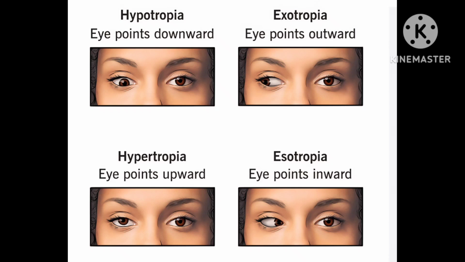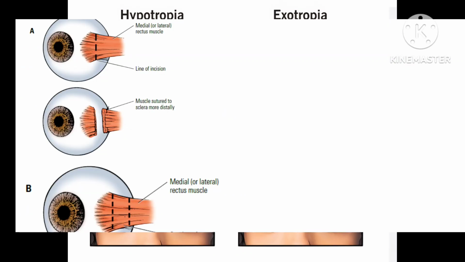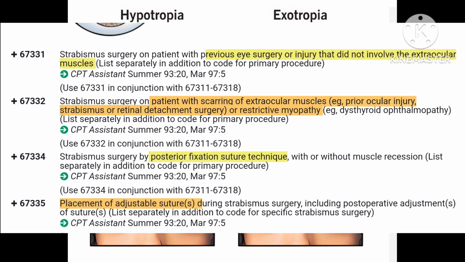Hypotropia and hypertropia. You can see here, if the eyeball is looking upwards, we call it hypertropia, and if it is facing downwards, we call it hypotropia. And we have one more, exotropia and esotropia. Exotropia means the eyeball is facing outwards, and esotropia means the eyeball is facing inwards. And this disease can be cured by surgically correcting the position of the extraocular muscles.